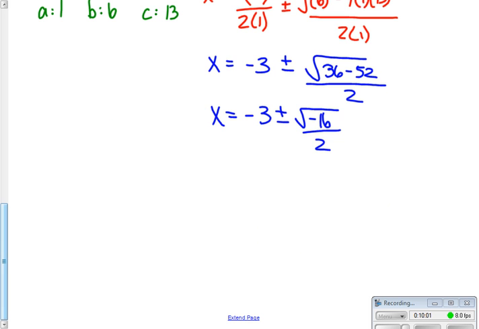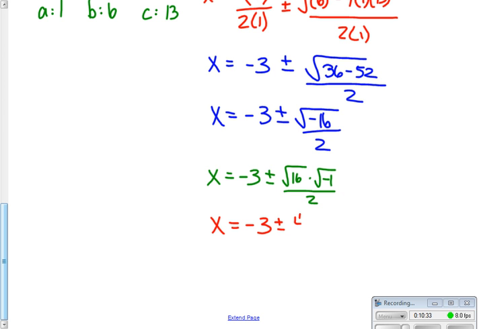Now, what we have inside our square root is a negative number. So instead of using that, we can look at it like this. This is negative 3 plus or minus, right? So we have basically the square root of 16 times the square root of negative 1. I took out that negative 1, still all over 2. Your last and final step would be negative 3 plus or minus. Well, the square root of 16 is 4, and the square root of negative 1 is i. This would all be over 2.